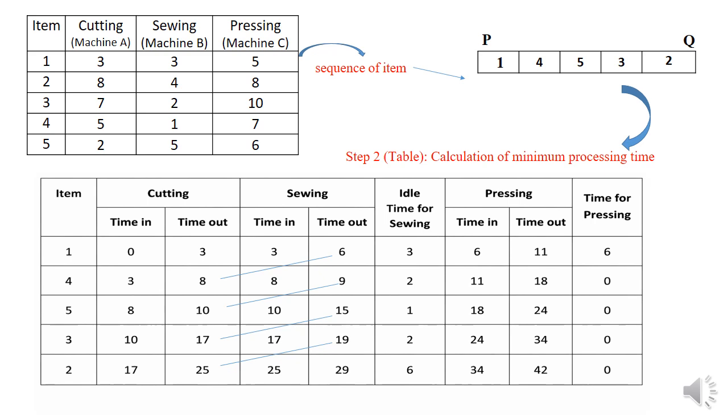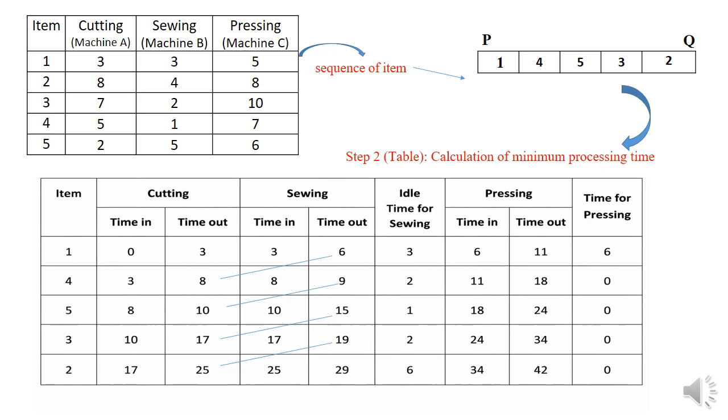But the idle time of sewing machine or waiting time of sewing machine is 2 hours for starting this item, because the time out of previous item in sewing machine was 6 and the time in of the present work in sewing machine is 8 hours.